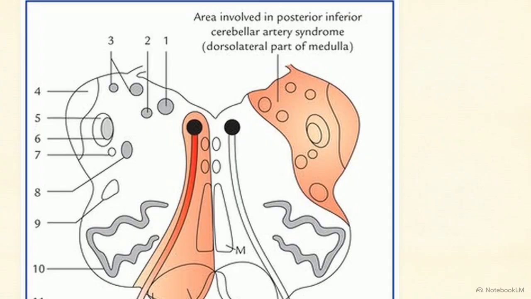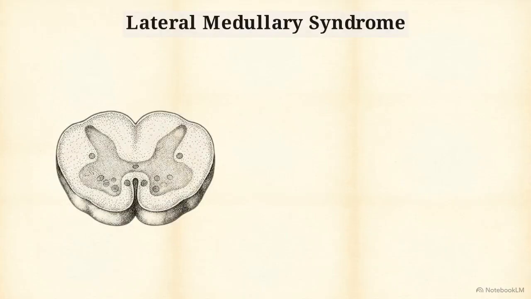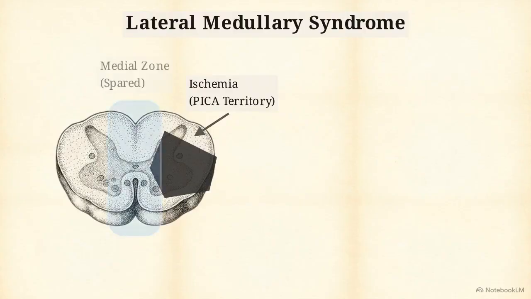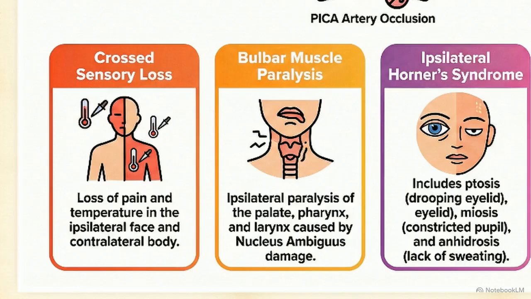Now we shift our analytical focus to the dorsolateral wedge of the medulla, marked in red. The posterior inferior cerebellar artery, known as PICA, acts as the vascular supplier for this specific region. Notice a critical negative finding here. Because the medial paramedian zone containing the pyramids is completely spared, the patient will have zero motor paralysis in their limbs. This chart maps the lateral sensory fallout.